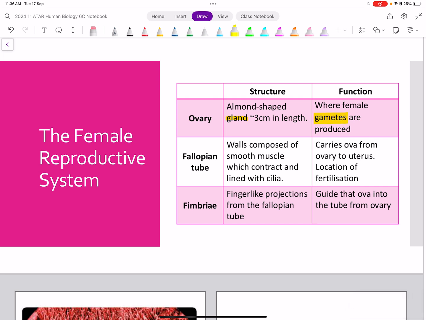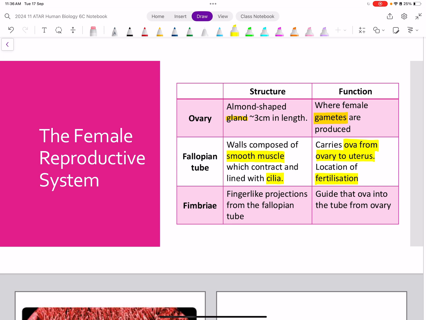Now in the fallopian tube, the walls are largely made up of smooth muscle, but they're really importantly lined with cilia. And we'll have a look at an image of that in a minute. Now, the function of the fallopian tube is to carry that egg cell from the ovary to the uterus, as in the uterus, this is where the process of implantation is going to take place. However, in the fallopian tube itself, this is where fertilization occurs.